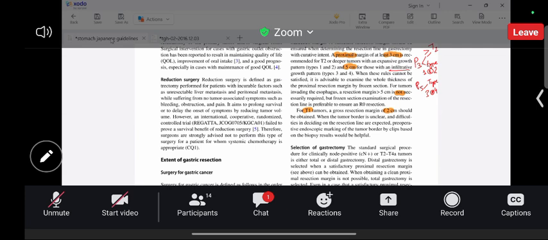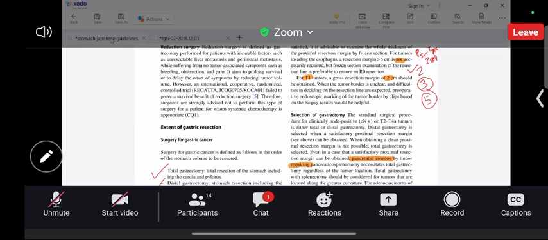So 3 types of margins are there: 2 centimeter, 3 centimeter, and 5 centimeter optimal margin. 2 we will take for T1, 3 we will take for T2 or more, but only Borrmann type 1 or 2. If Borrmann type 3 or 4 is there, we will take 5 centimeters.